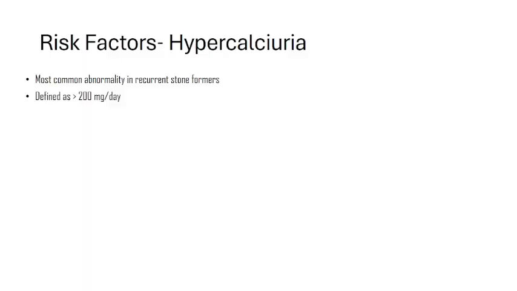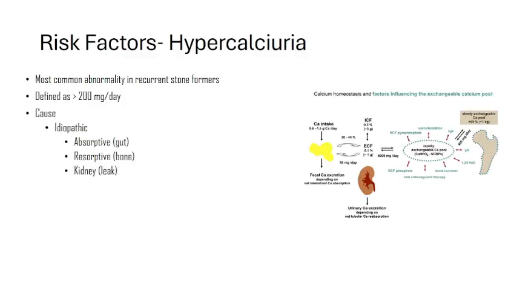Okay, so just to review, hypercalciuria is defined as a urine calcium excretion of greater than 200 milligrams a day. This is the most common abnormality for recurrent calcium stone formers. The causes are generally thought to be idiopathic, and this diagram here can be helpful in thinking about the causes. Here's the gut and here's the ECF space. Calcium comes into the body through the gut, gets absorbed, and it can exchange with calcium in bone, and then it's excreted into the urine by the kidney.